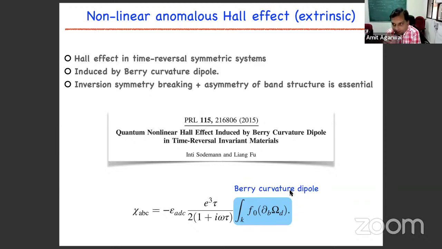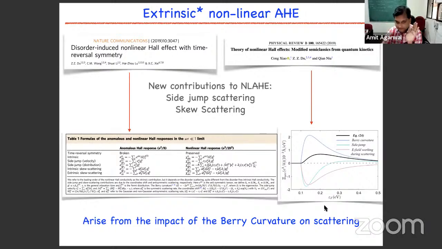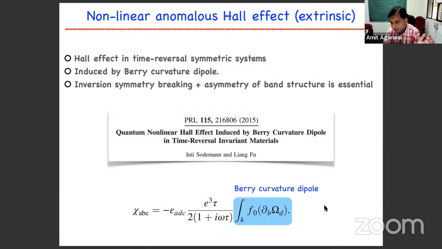Okay? And of course, since this depends on the Berry curvature, I need to break either inversion symmetry or time reversal symmetry. If you're talking about time reversal symmetric systems, then I need to break the inversion symmetry. That is number one. And inversion symmetry breaking is not solely sufficient. We also need some asymmetry of the band structure. Otherwise, this integral generally vanishes, actually. Okay? So we need these two essential criteria: inversion symmetry breaking and asymmetry of the band structure. So this was the second order nonlinear Hall effect introduced by this band geometric quantity, actually.